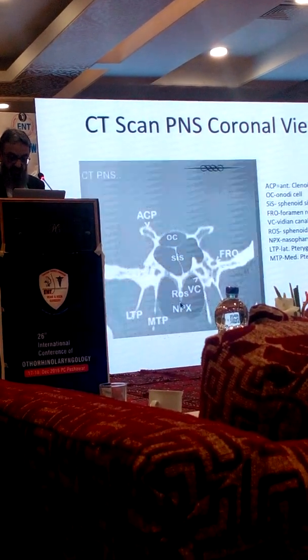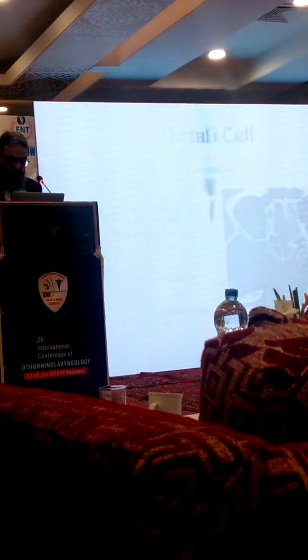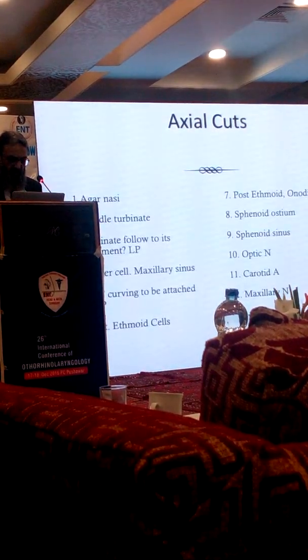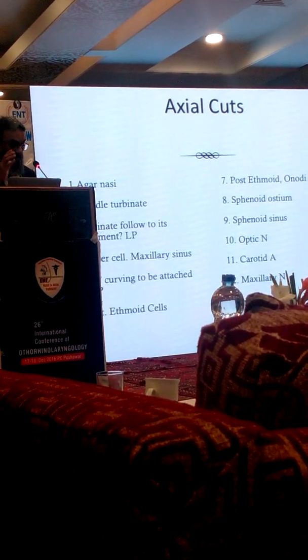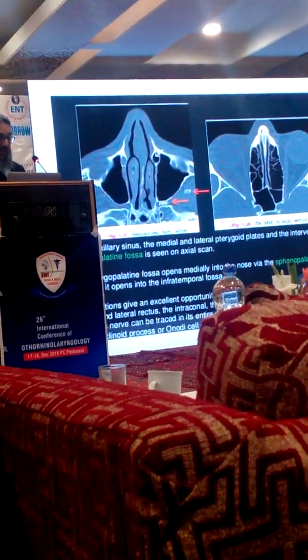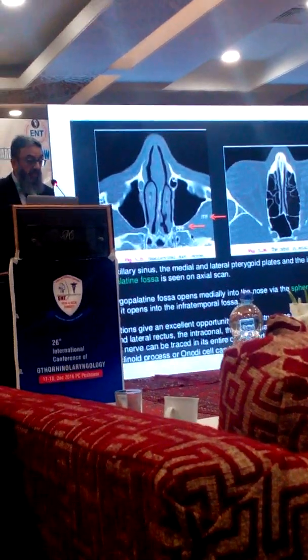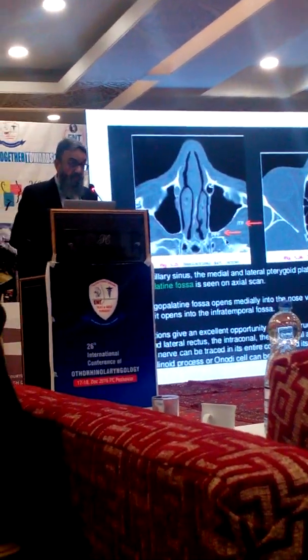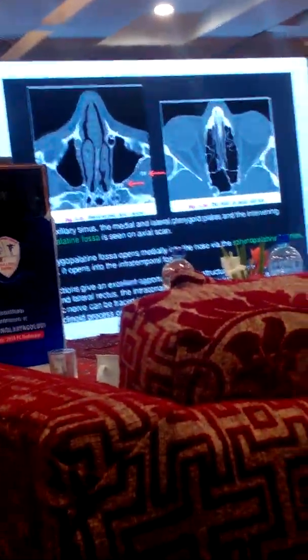We have seen the plates. Okay, the Onodi cell we have mentioned. I would like to, in axial cuts, there are certain structures we should identify specifically. I want to give this one. You see, in these axial cuts, there are so many, I do not have the series right now. But this is the normal pterygopalatine fossa. We have to identify the pterygopalatine fossa in every case, especially when we are dealing with the nasopharyngeal angiofibroma.